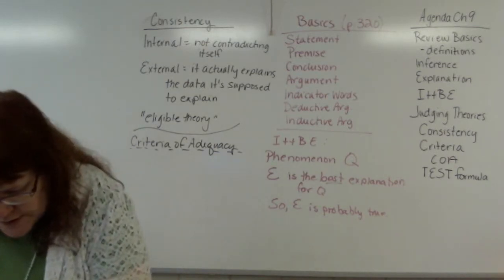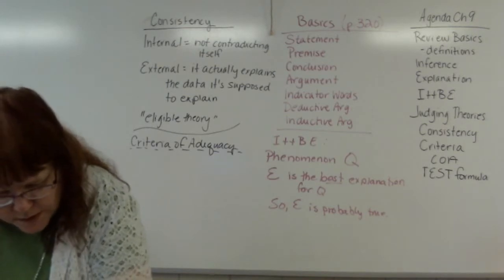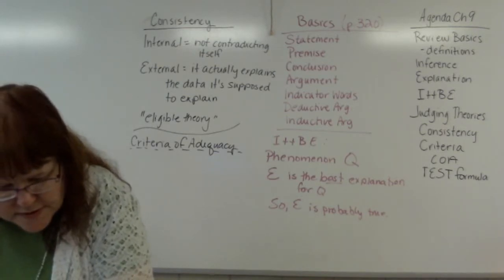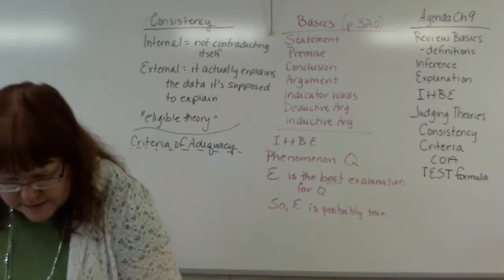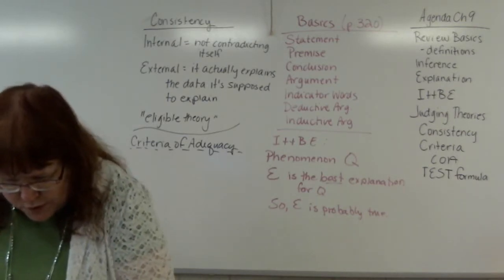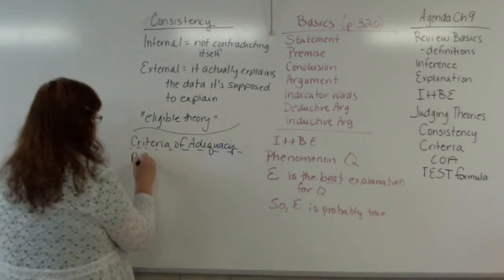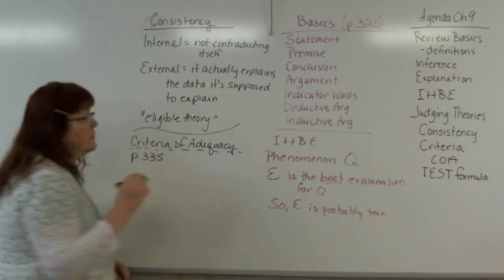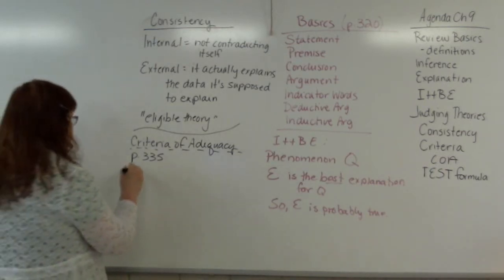So you need to look at internal and external consistencies on page 332. The criteria of adequacy review notes are on page 335. And we have 5 criteria. The first one is testability.